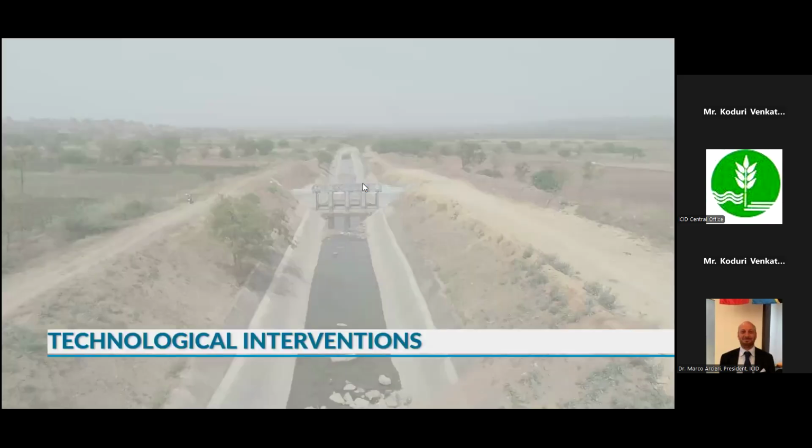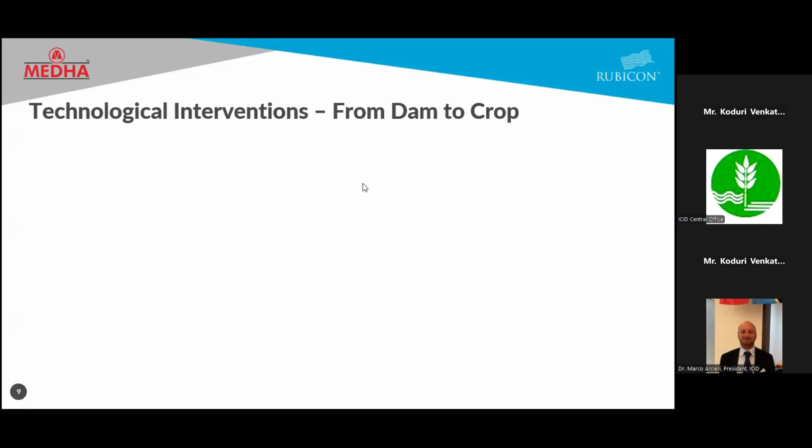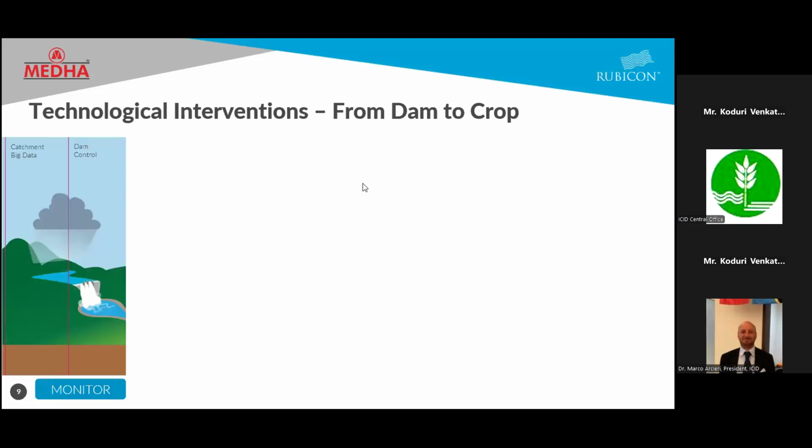Now we have talked about challenges. Now we will talk about how technological intervention is believed to help in these particular scenarios. The technological intervention we will be talking about will be from the dam to the crop scenario, where the starting stage will be from the monitoring, catchment, big data, and till the dam control.